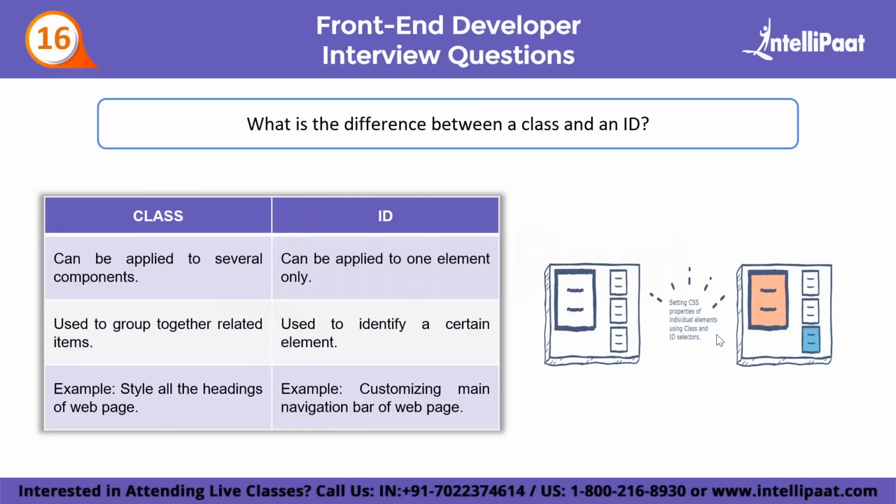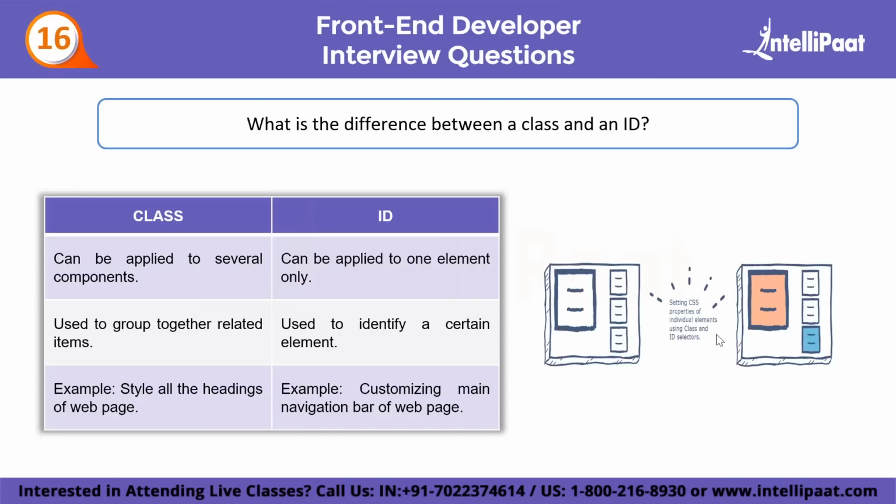The answer to this question would be, the primary distinction between a class and an ID is that a class can be applied to several components on a web page, while an ID can only be applied to one element. Classes are used to group together related items. For example, you could use a class to style all of your web page's headings or headlines, while IDs are used to identify a certain element on a website.